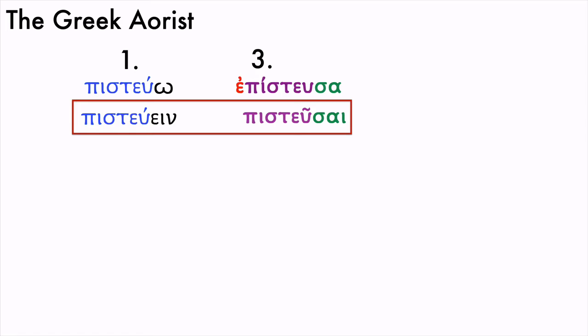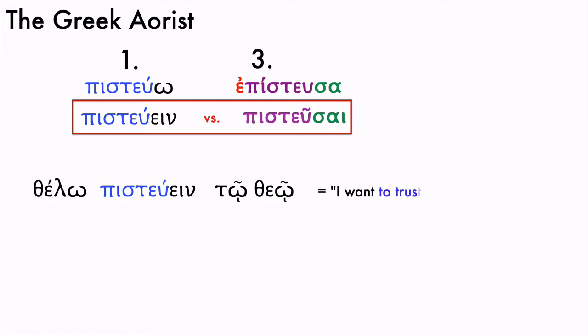The question I suspect you're asking is, what then is the difference? How would I translate the aorist infinitive? What's the difference between pistuane and pistusai? Let's put these in a sentence and I'll answer your question. Thelo pistuane to theo. I want to believe God. I want to trust God. Remember that the verb pistuo takes a dative as its object.